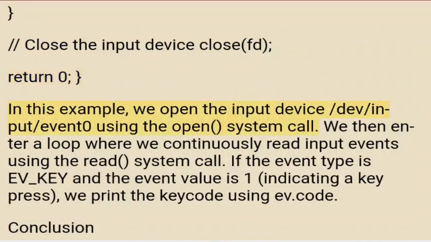Return 0. In this example, we open the input device /dev/input/event0 using the open system call. We then enter a loop where we continuously read input events using the read system call. If the event type is EV_KEY and the event value is 1, indicating a key press, we print the keycode using ev.code. Conclusion.